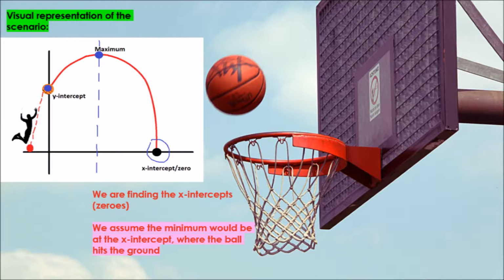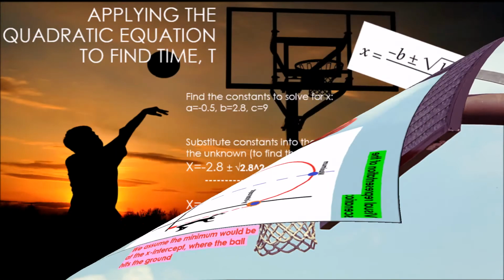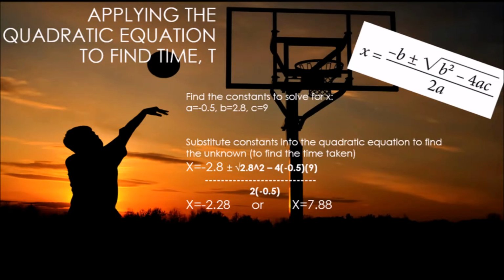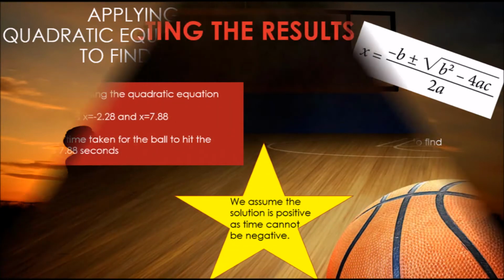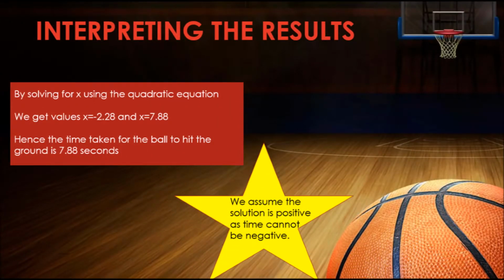To solve for time, substitute the constants a equals negative 0.5, b equals 2.8 and c equals 9 into the quadratic formula, which results in the equation shown. This simplifies to negative 2.28 and 7.88, where we can conclude that the time taken for the ball to reach the ground is 7.88 seconds, as we assume time can't be negative.